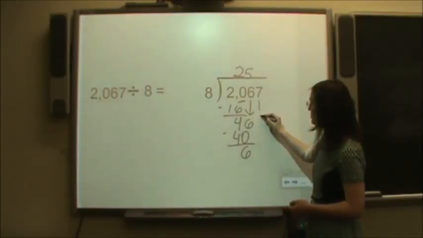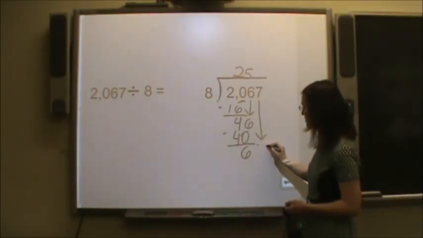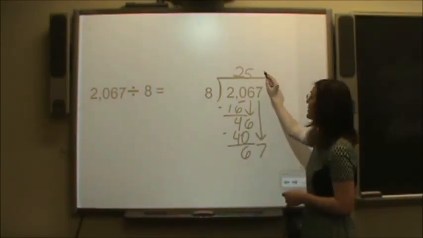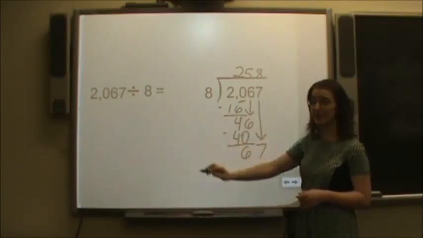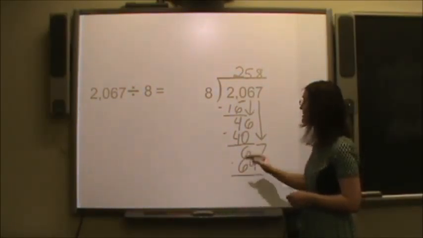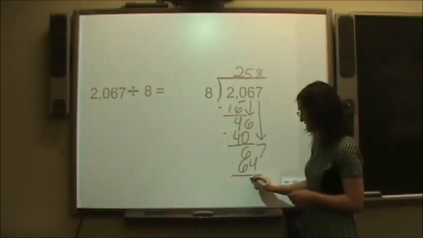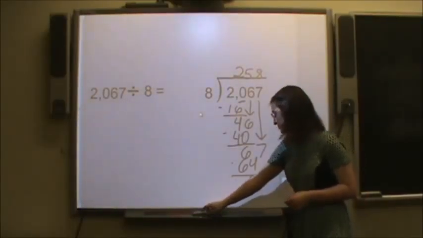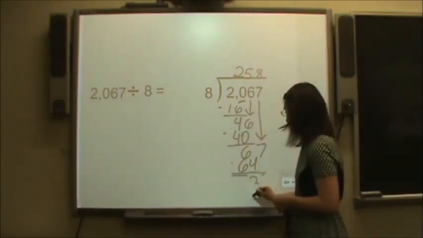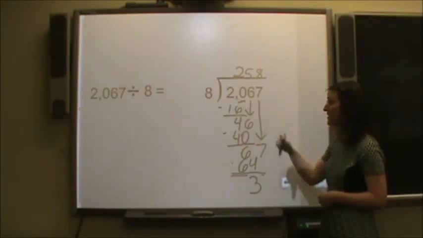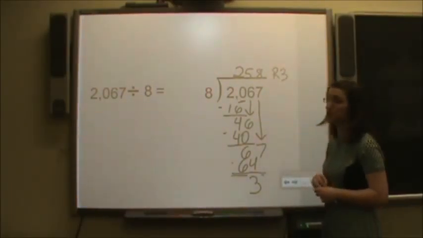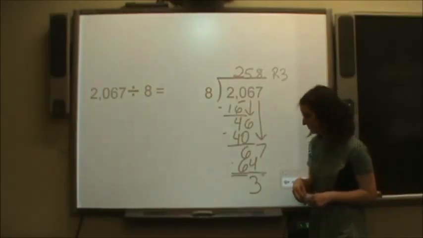And then we're going to pull down our 7, and we're going to ask ourselves, how many times does 8 go into 67? It goes 8 times. 8 times 8 is 64. We'll subtract that because now we've put 8 more groups of 8. And, oh, that's supposed to be a 3. 8 can't go into 3. We don't have anything left to pull down. So we have a remainder of 3. So the answer is 258, remainder 3.